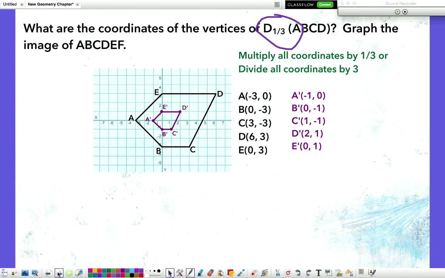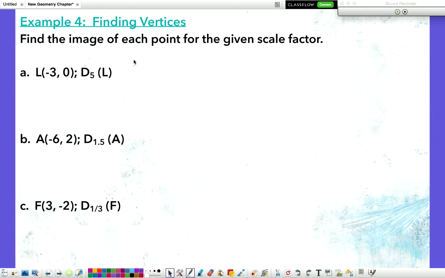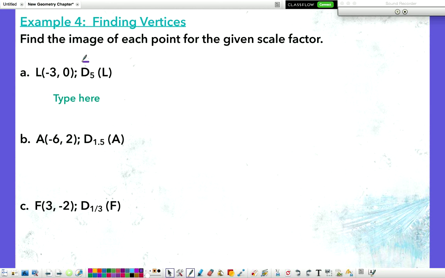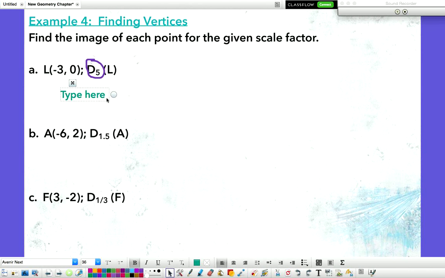Okay, last slide. Finding vertices. Find the image of each point for the given scale factor. Okay, this is really easy. All I have to do, so L, they want it dilated by 5. So for my point L prime, I'm going to multiply 3 by 5 and 0 by 5. That's it. That's my new coordinate.